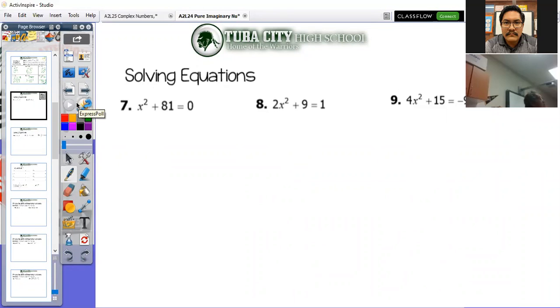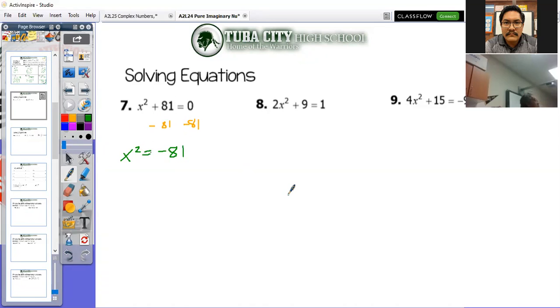Solving equations. Now I need a number that I can square and add 81 to get 0. Well, if this was able to be -81, -81 plus 81 would be 0, but we can't really get that. So let's use the rules we used yesterday. Isolate x as much as we can. So I am going to minus 81 from both sides. So x squared equals -81.